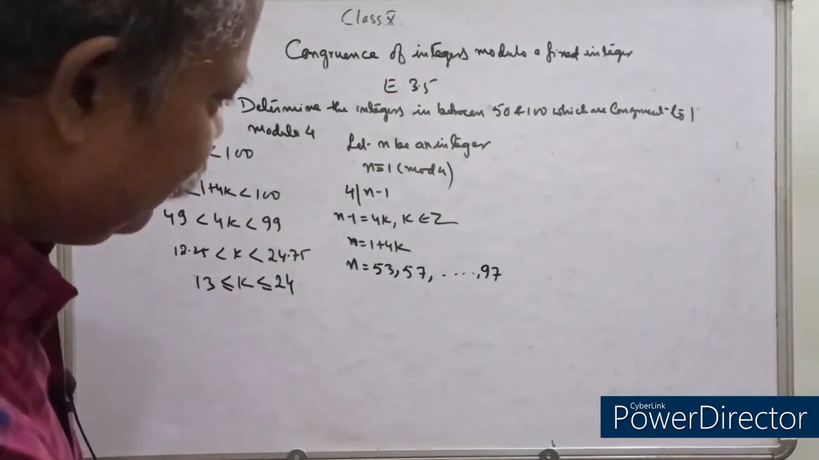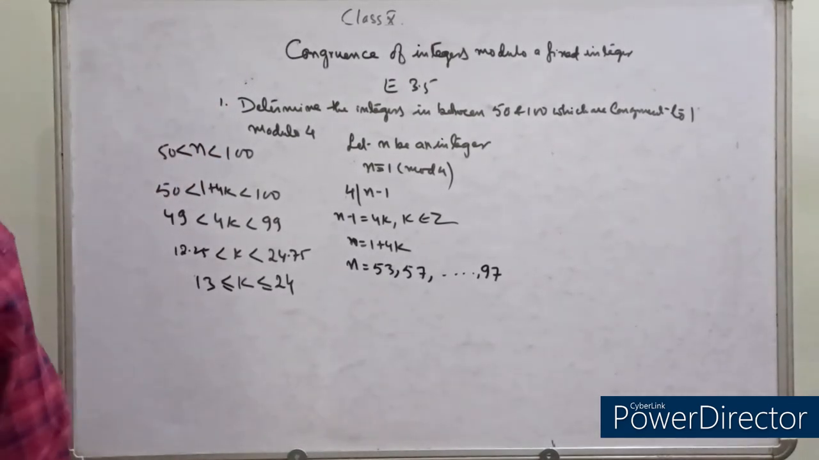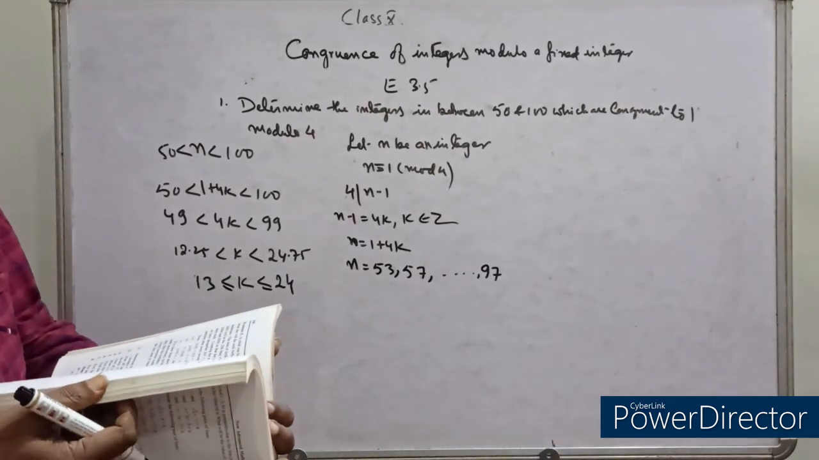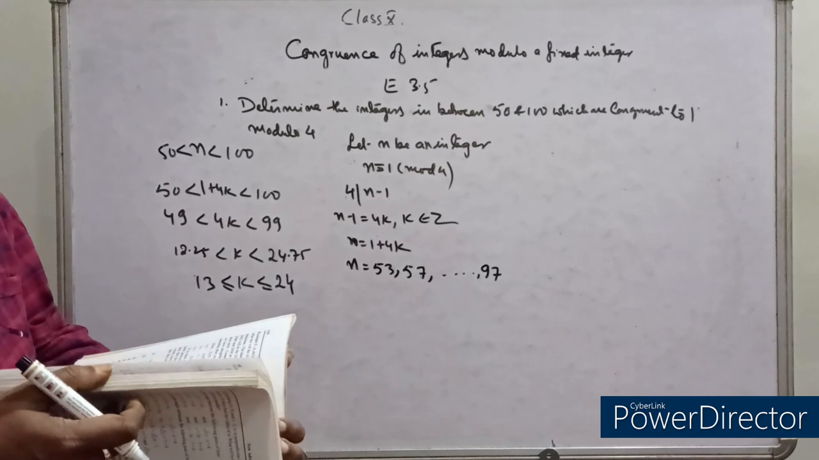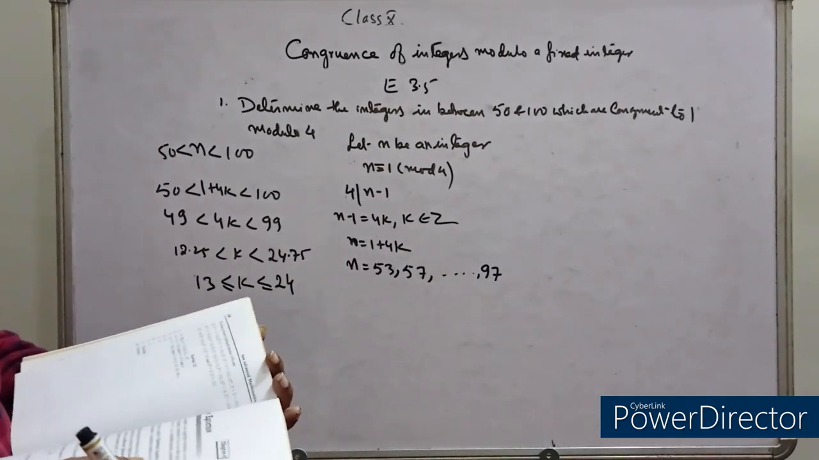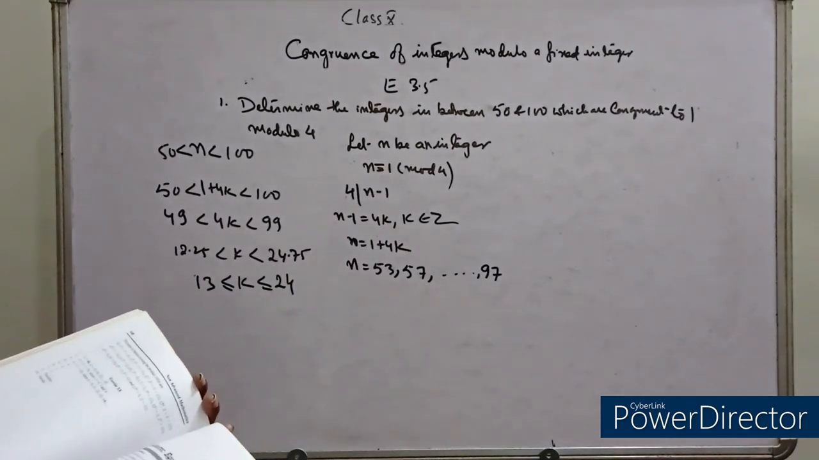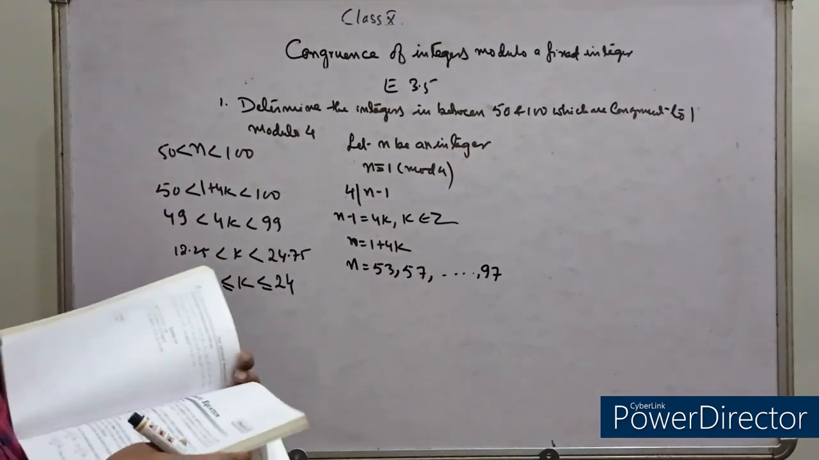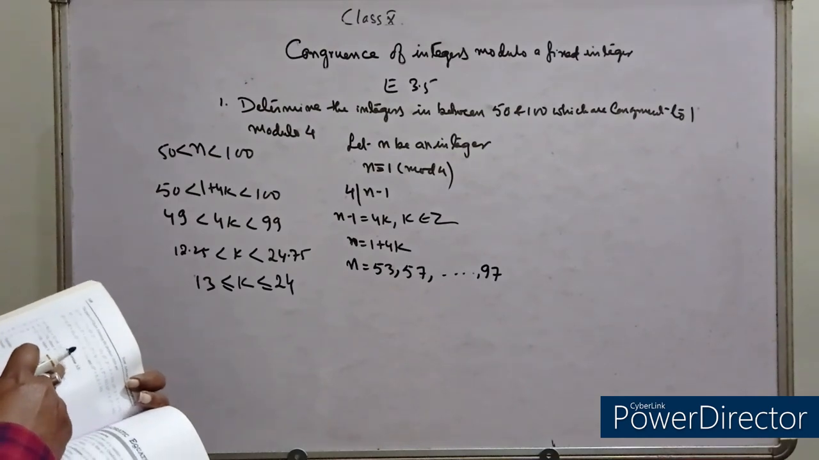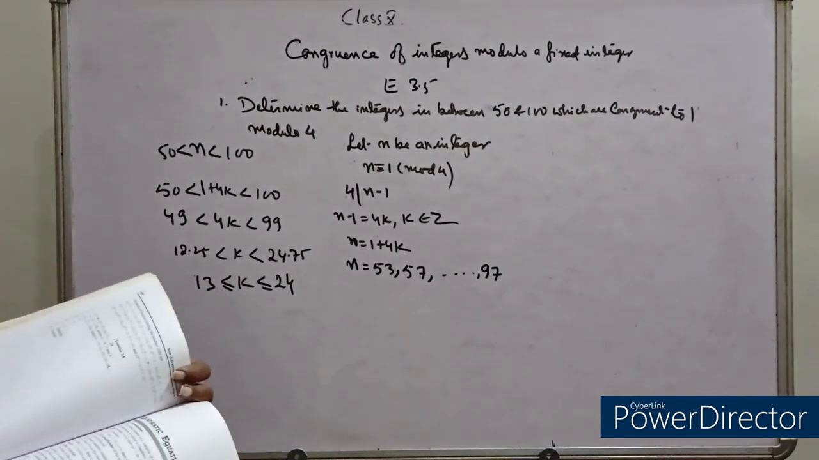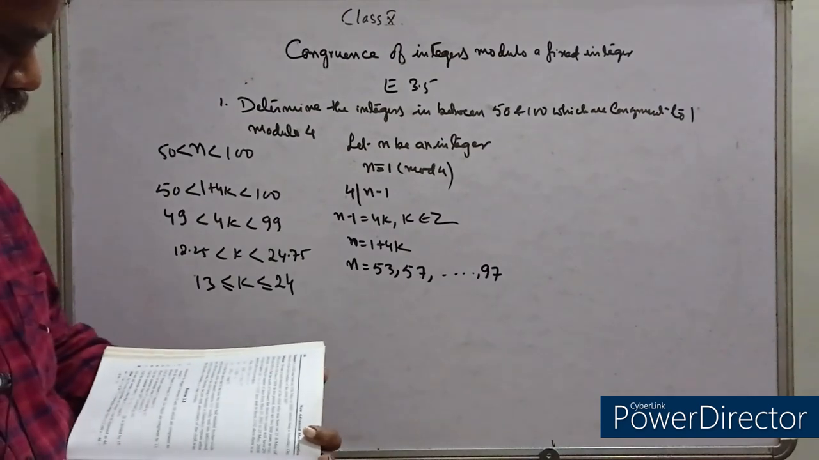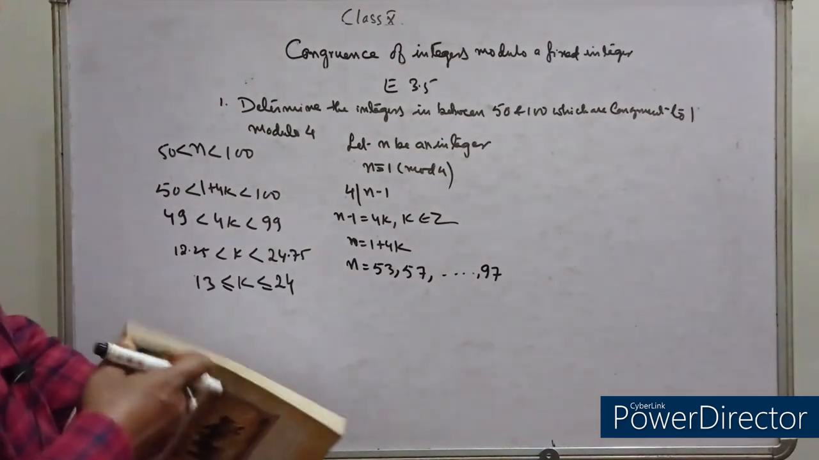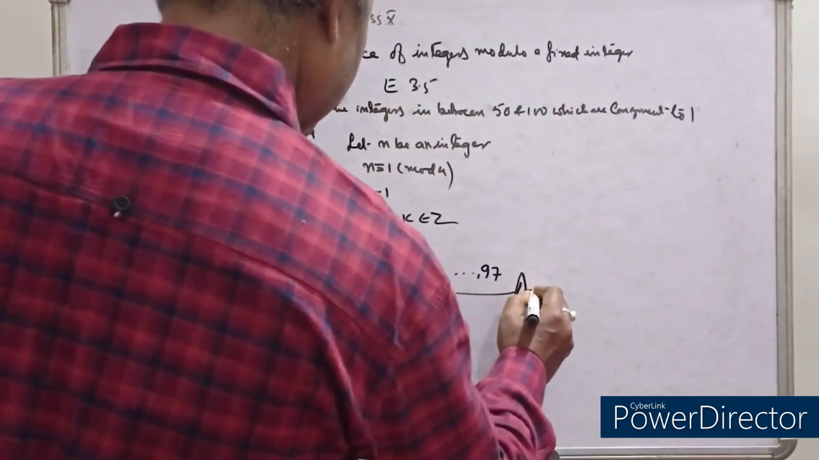So let me check the answer here, exercise 3.5, first question. It has only given you the value of k, that is from 13 to 24, but as per the question, determine the integers, they have not given you the answer. This is your actual answer.